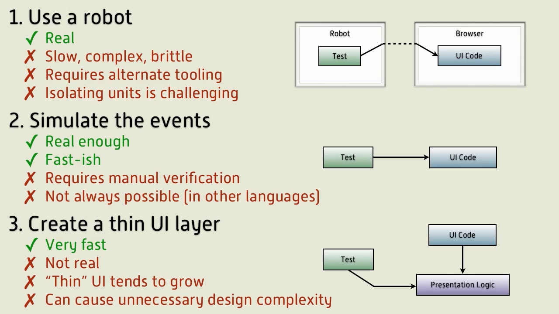To summarize, 3 strategies here. You can use a robot, you can simulate the events, or you can create a thin UI layer. My favorite approach is to simulate the events. It's real enough, it's fast enough. It does require manual verification because you're not doing all the events that a real user would do. But once it's set up, it tends to work really well. If I can't do that, or if I'm really interested in speed, I'll create the thin UI layer. It's very fast, but it does tend to cause unnecessary design complexity. And then if I need to be sure that I'm doing what the real user does, I'll use a robot.